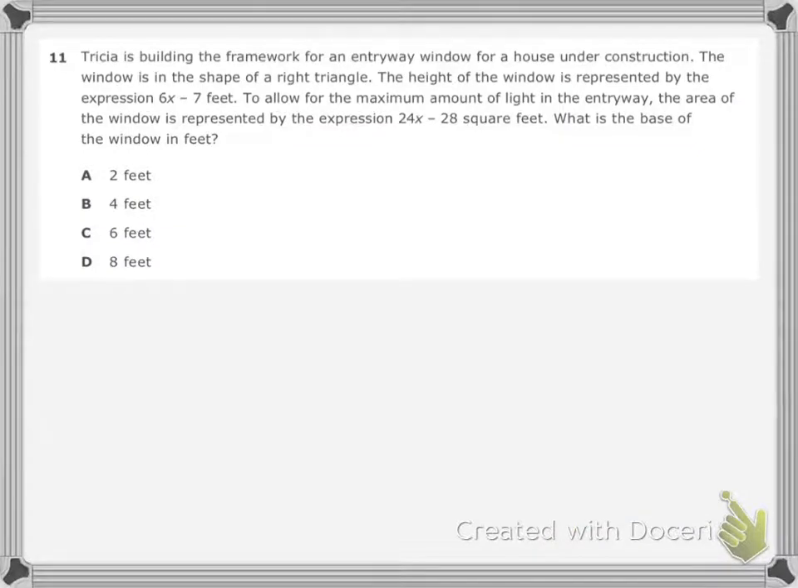Okay, number 11. Trisha is building the framework for an entryway window for a house under construction. The window is in the shape of a right triangle. A right triangle just has a right angle. You'll learn a lot more about these when you get to geometry.